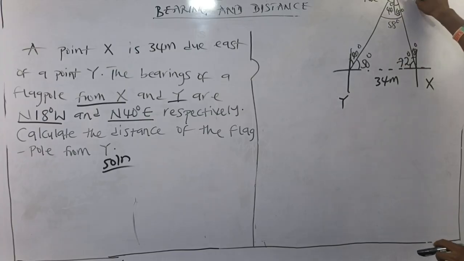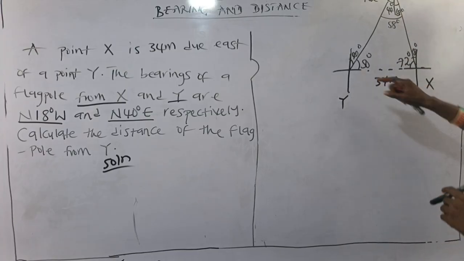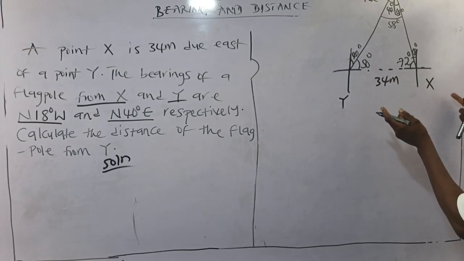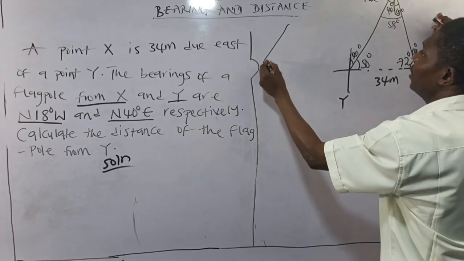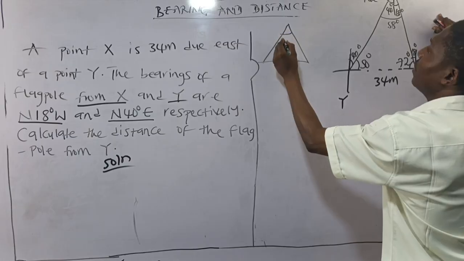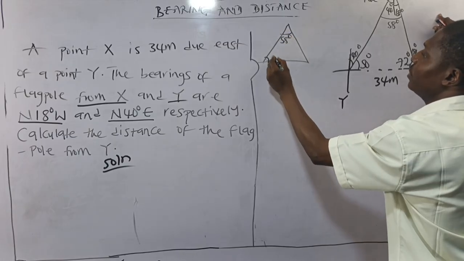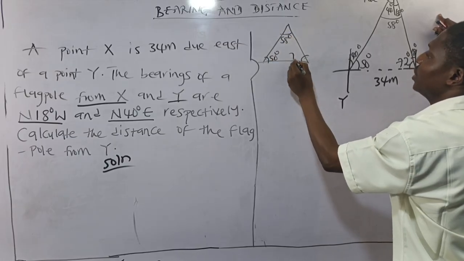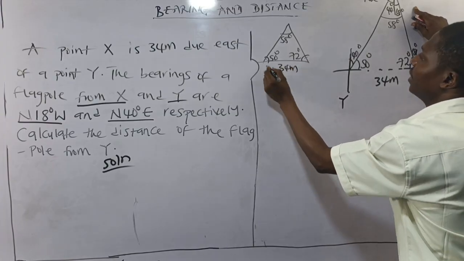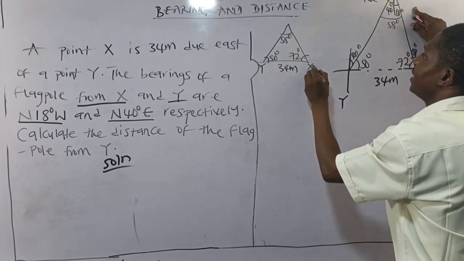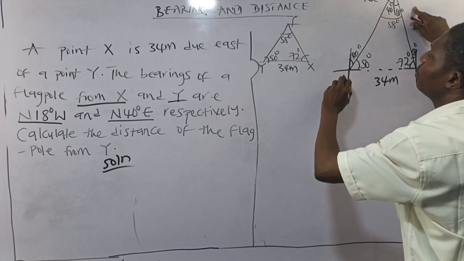Distance of the flagpole from what? Y. So I only need my triangle. I can get my triangle to give me something like this: 58 degrees, 50 degrees, and 72 degrees. This is 34 meters, and this is the distance between Y and X. This is my flagpole.